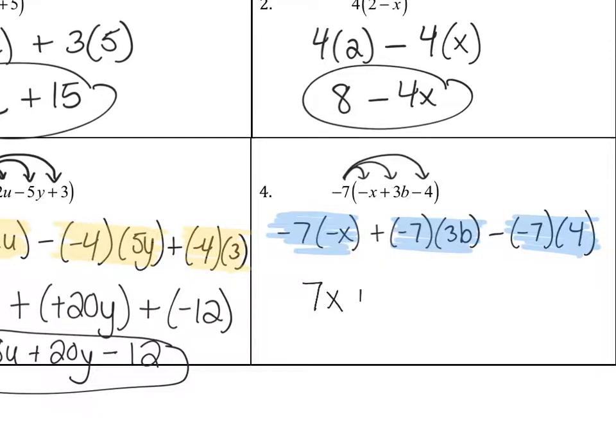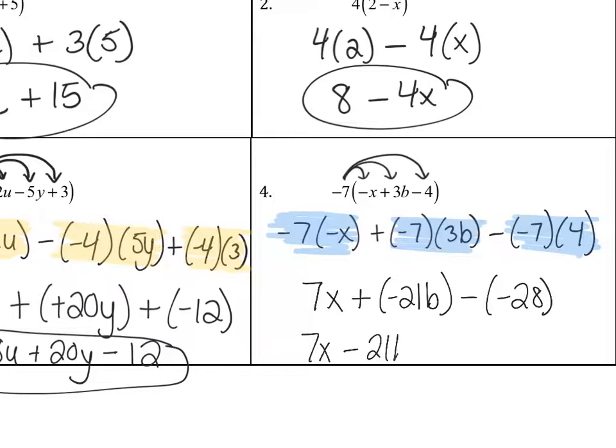Okay, plus -7 times 3 is -21, and we're just going to carry the b with it. Okay, minus -7 times 4 is -28. 7 times 4 is 28, and the sign is negative. Now we're going to simplify the signs. Remember, we still have the 7x plus a negative becomes minus 21b, and the double negative becomes plus 28. And there's our final answer there.